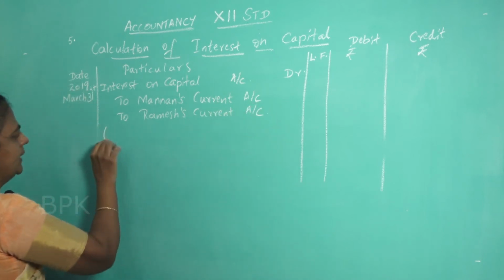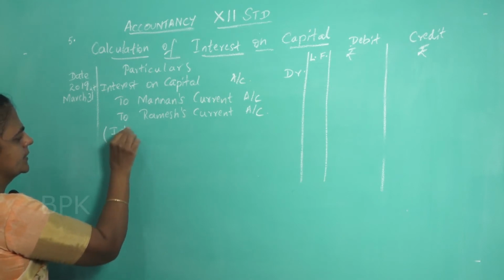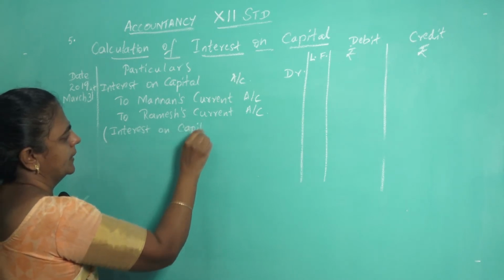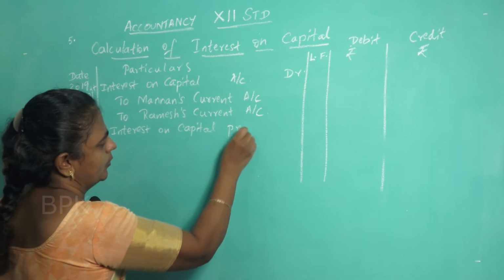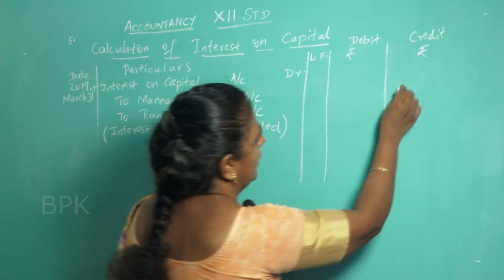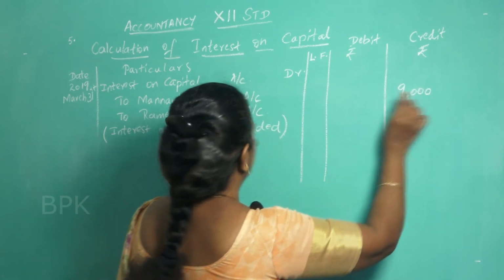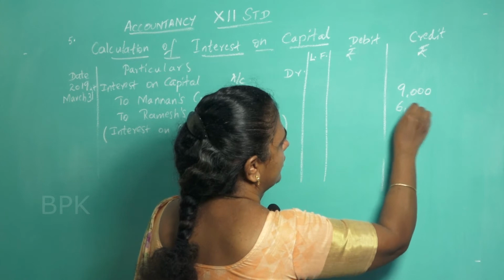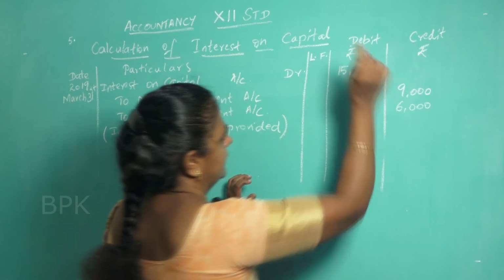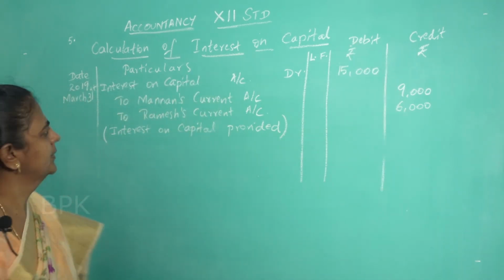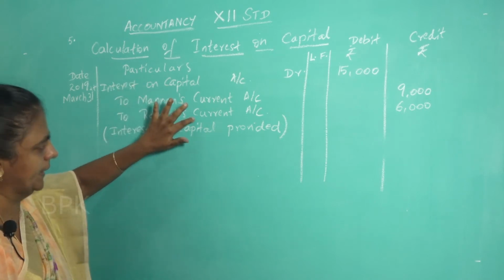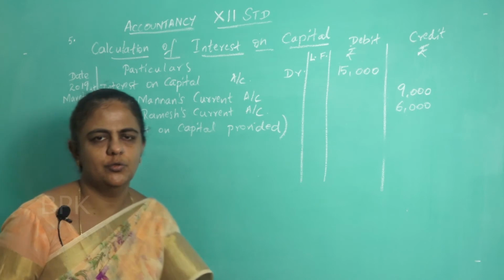And then you write the narration: interest on capital provided. Then you write for Mannan how much it is given, 9,000, and for Ramesh what we calculated, we got 6,000, both added and you write here 15,000. Is it clear? So interest on capital is transferred to the partner's current account. And then what is the next journal entry?